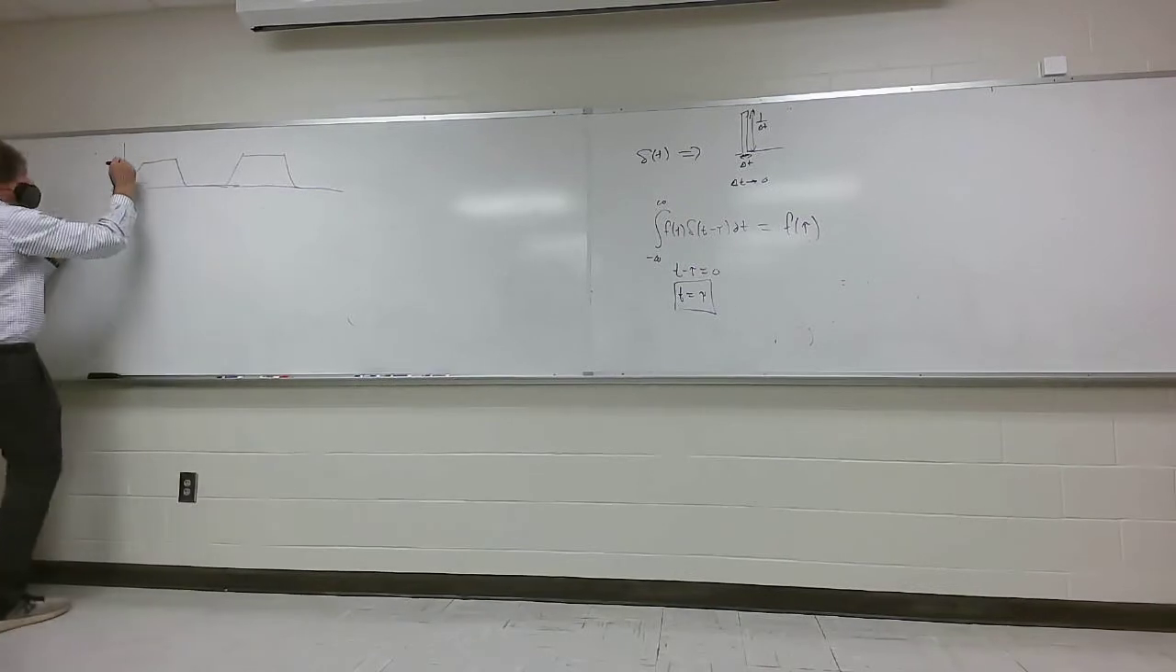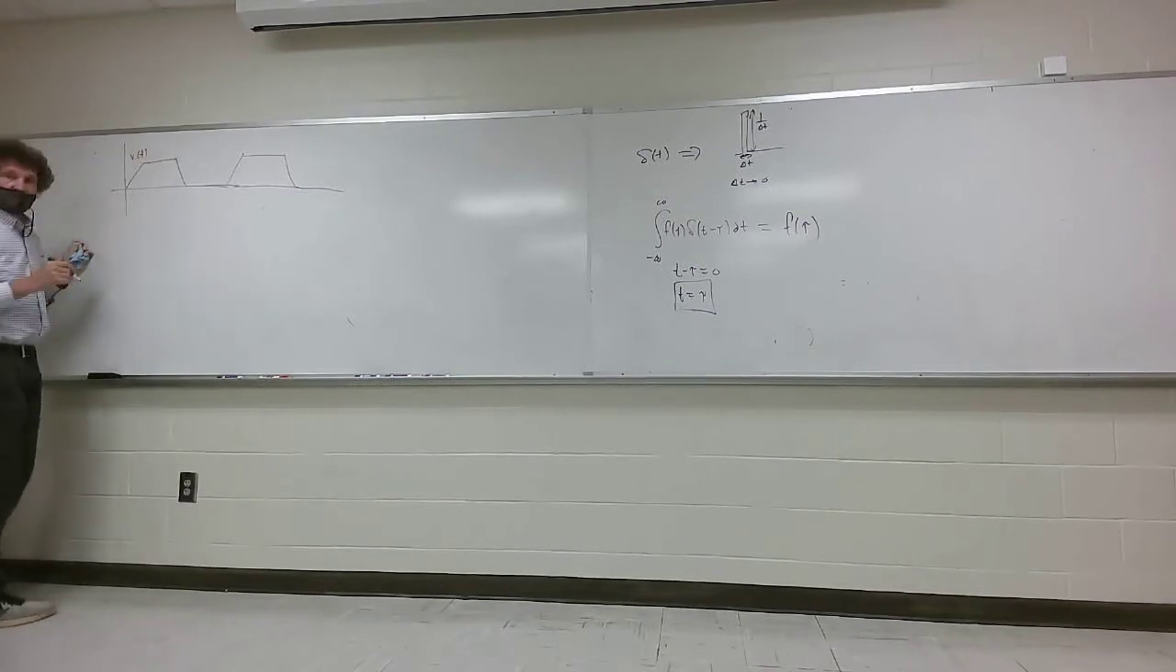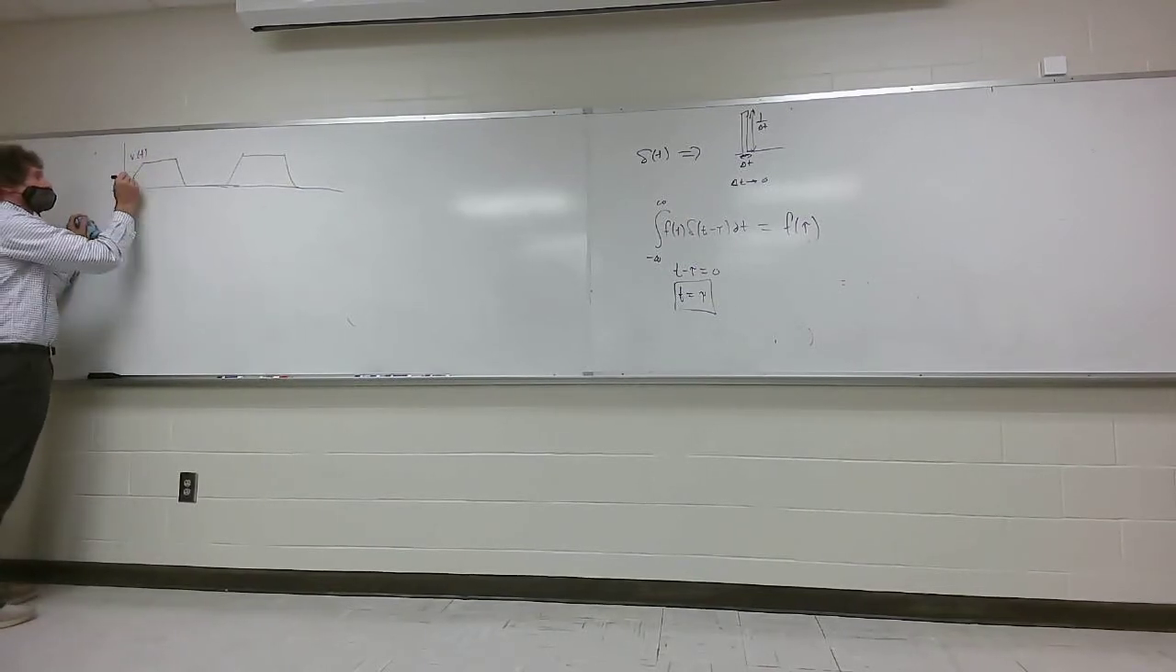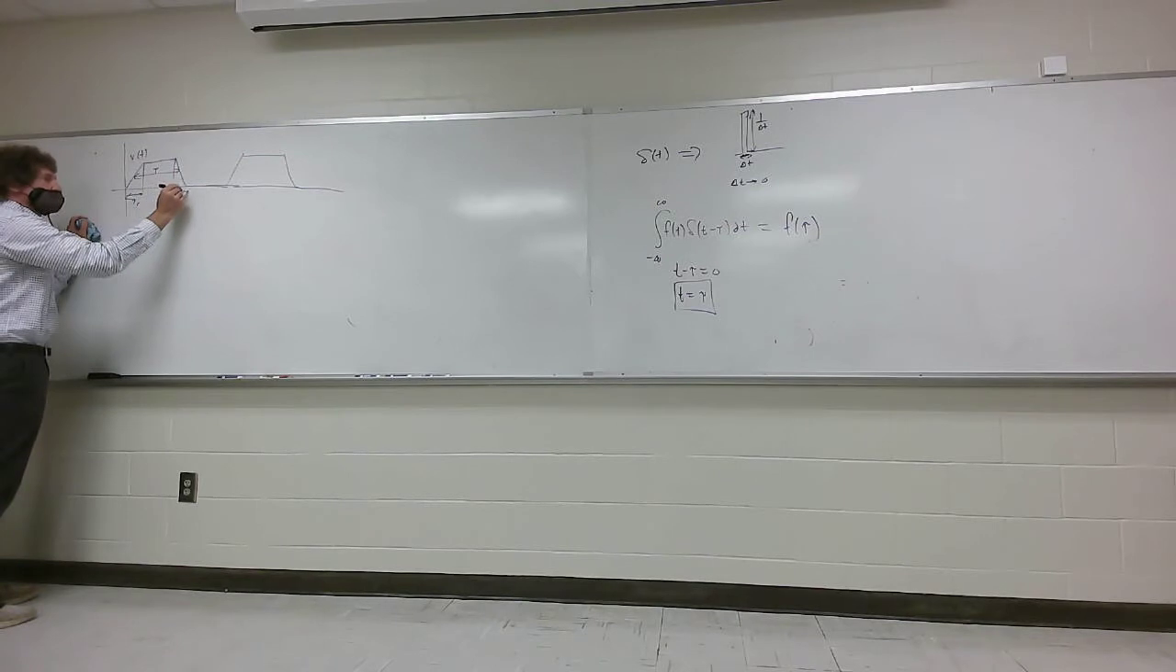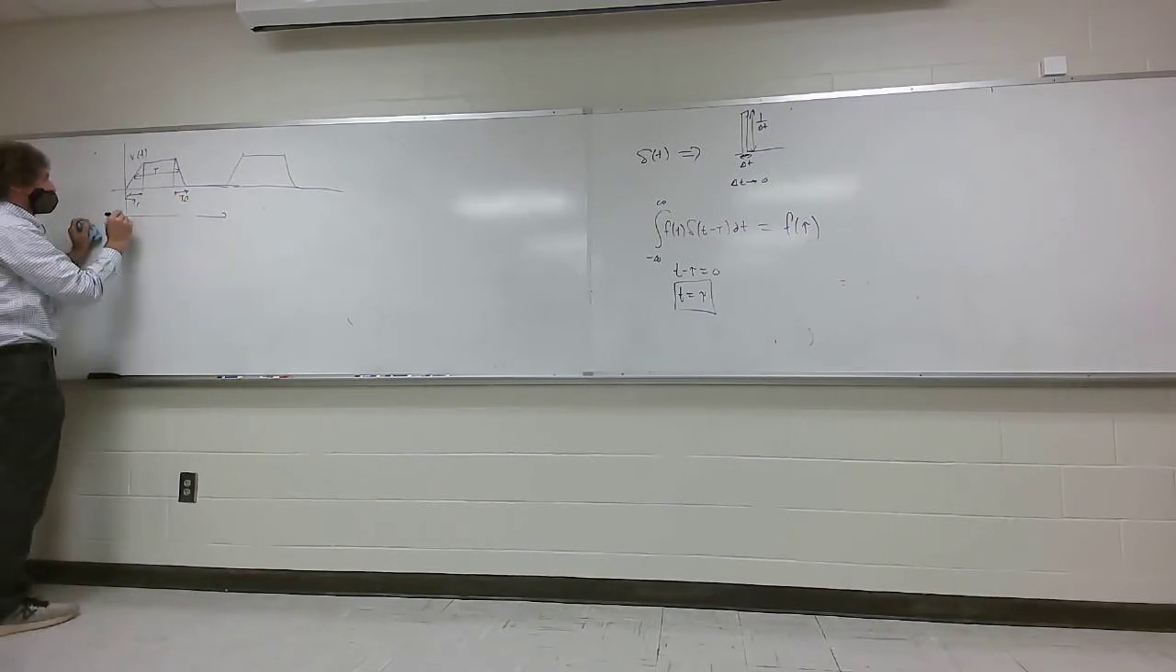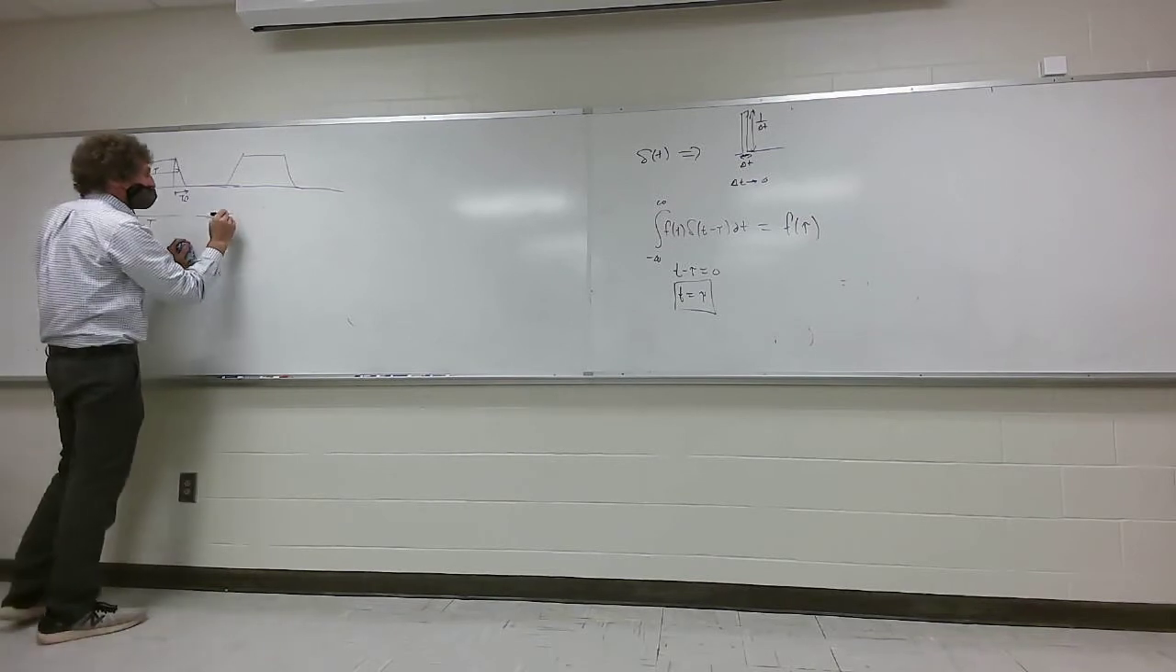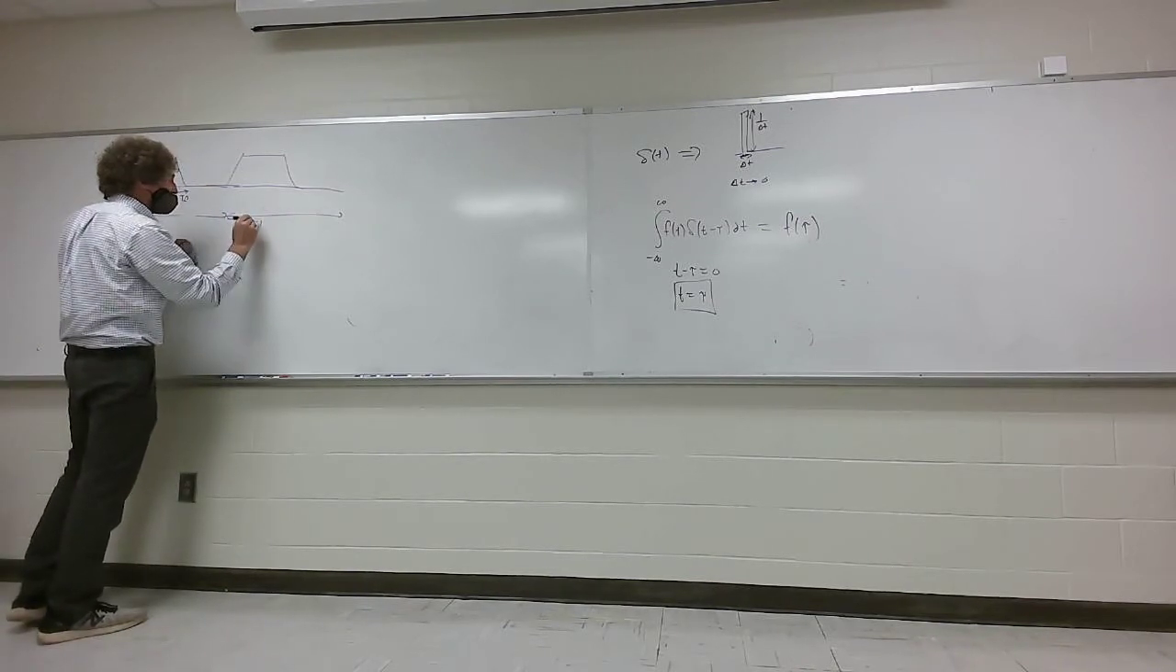Right? That's V of t, correct? And this would be tau. This is the rise time. This was the fall time. And this was the time over which it repeats. And it just repeats itself going on forever, right?